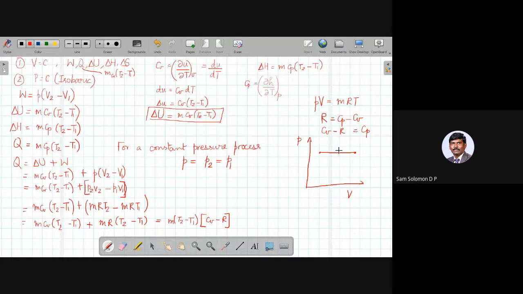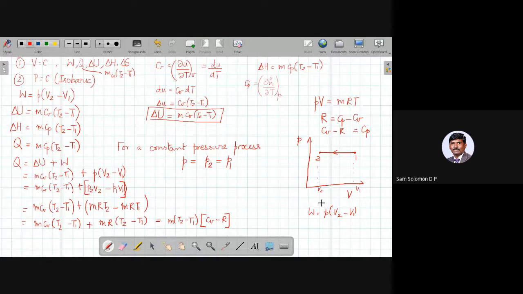In a normal sense, W is P times V2 minus V1. And you can see that this is V2 and this is V1 if you extend it to the x-axis. We call this P times V2 minus V1. And you can see that this is isobaric compression. So isobaric compression is work input.